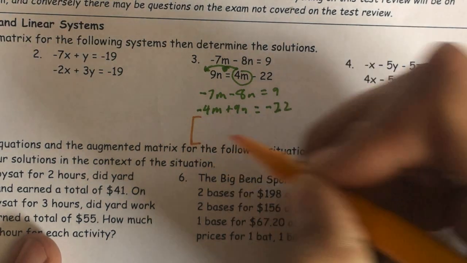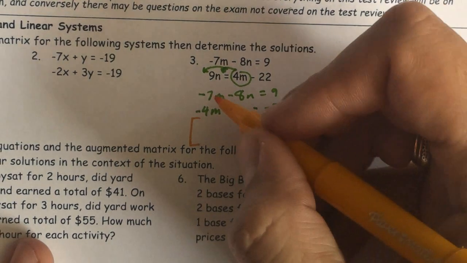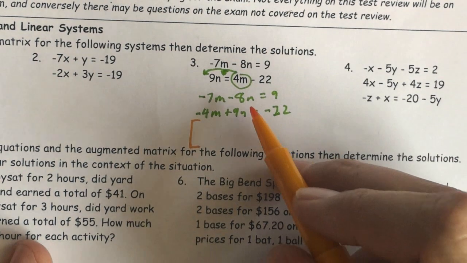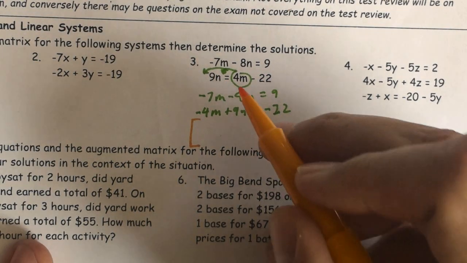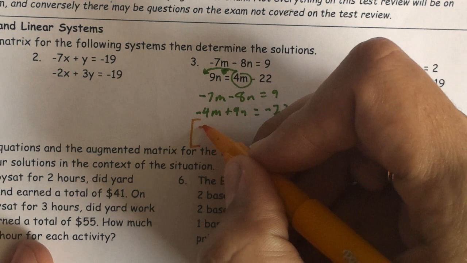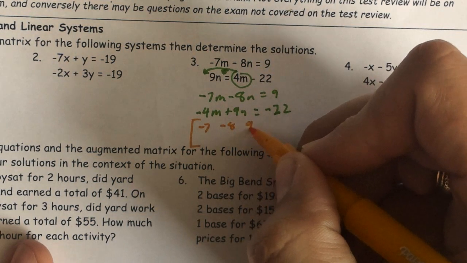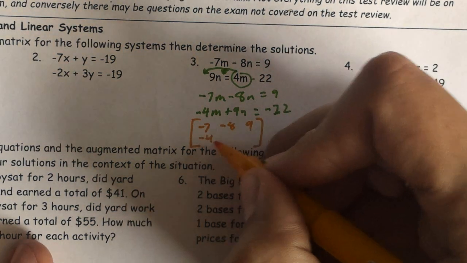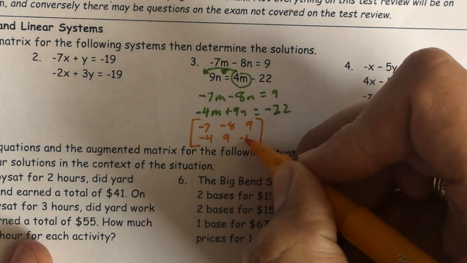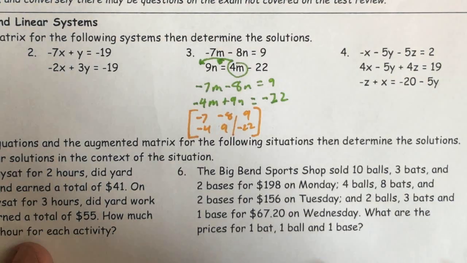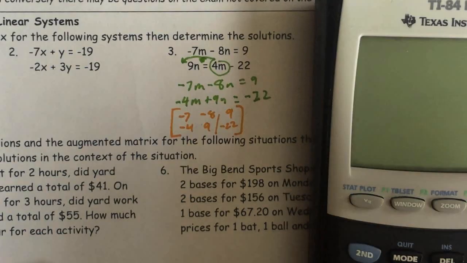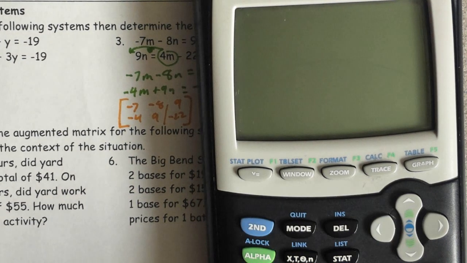Our augmented matrix is this thing. I simply take my coefficients. If it is not there, we put a 0. If it is just a letter, we put a 1. So we have negative 7, negative 8, 9. Then we have negative 4, 9, negative 22. That's it. That's our augmented matrix. Sometimes we can put a line here to denote the equal sign. That's fine.